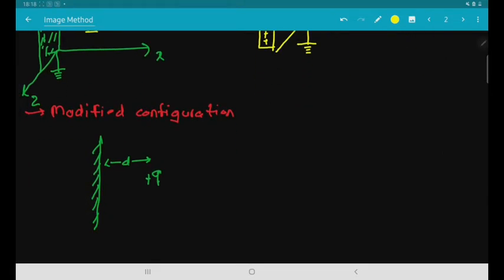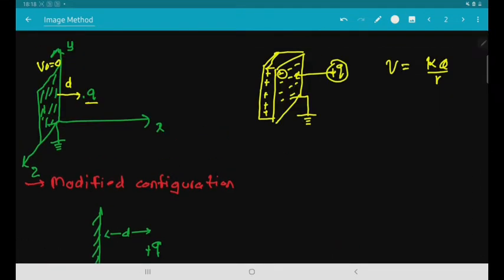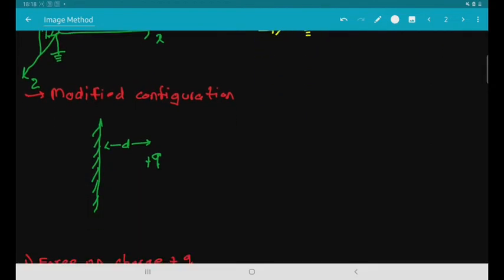Now we are going to modify this configuration, because solving this will be very difficult by considering the charge on the surface, and also the charge on the surface will not be symmetrically distributed, so it is difficult to use even Gauss law here. So what we are going to do is use the image method. Now how does the image method work?